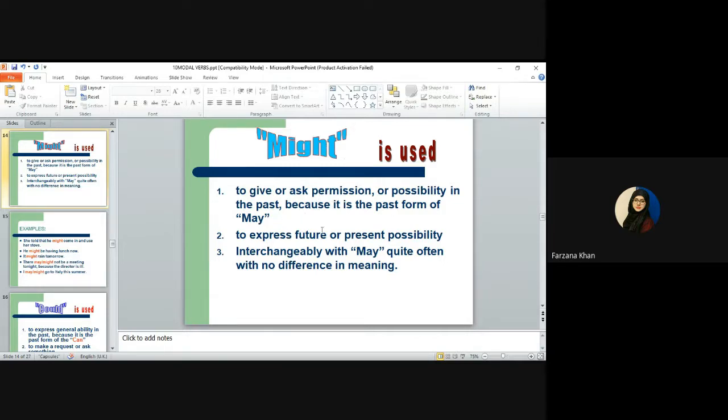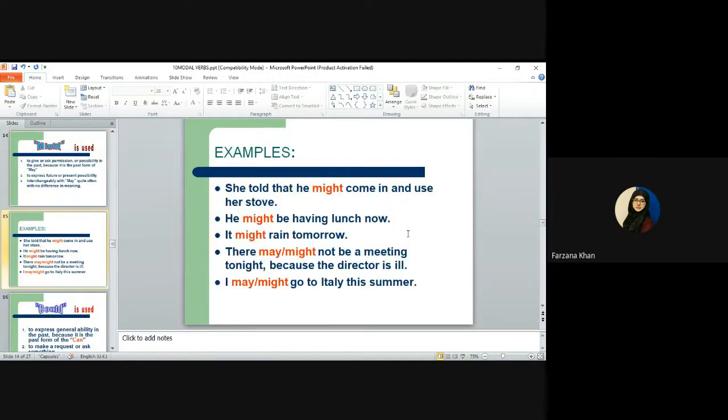It is used to express future or present possibility. It is basically used interchangeably with may quite often with no difference even in meaning. How? Let me tell you. You can see in the example, she told that he might come in and use her stove. It means might has been used to show the possibility. In another sentence, you can see, he might be having lunch now. Again, the possibility has been shown, but not possibility of the past, possibility of the present.